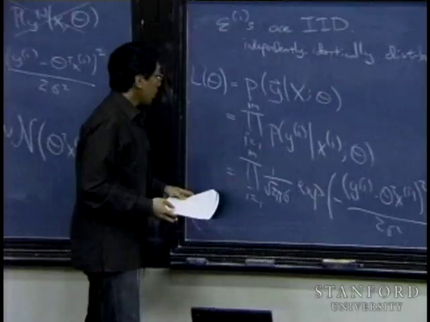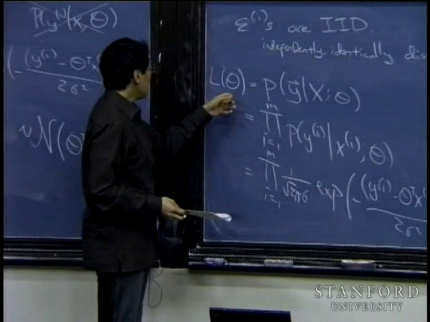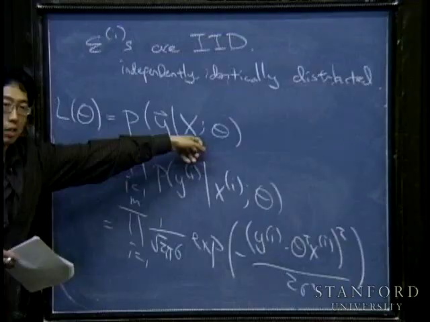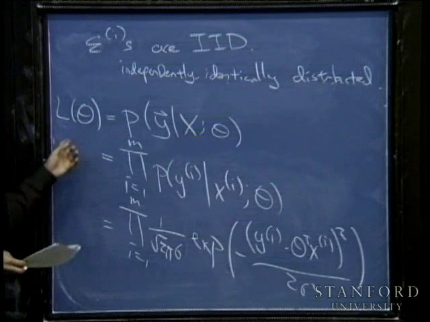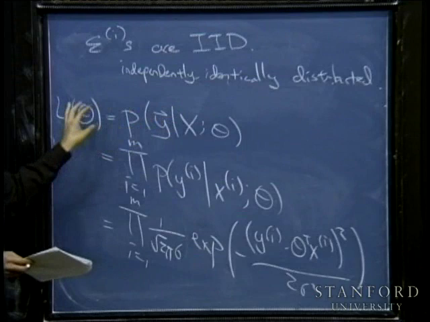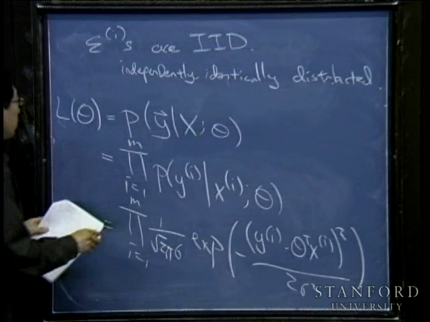Again, on a point of notation, I defined this term here to be the likelihood of theta. The likelihood of theta is just the probability of the data y, given x and parameterized by theta. The terms likelihood and probability are often confused. The likelihood of theta is the same thing as the probability of the data you saw. Likelihood and probability are sort of the same thing, except that when I use the term likelihood, I'm trying to emphasize that I'm viewing this as a function of theta.